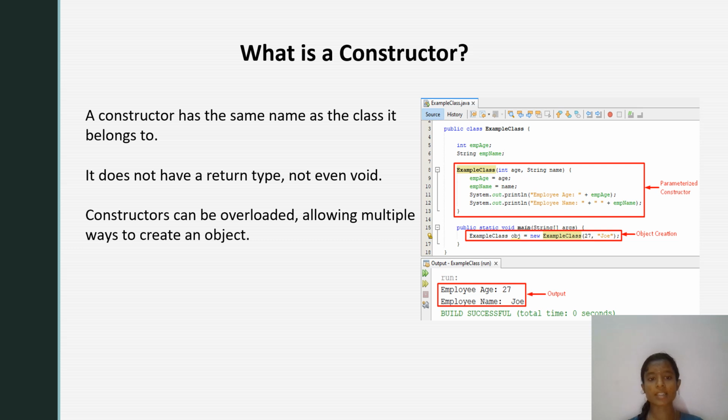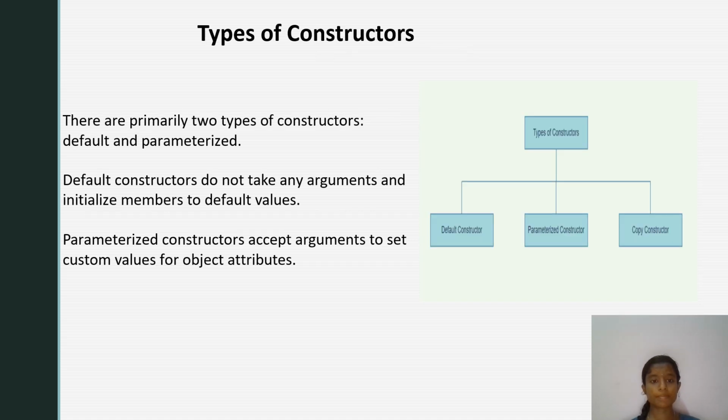What is a constructor? A constructor has the same name as the class it belongs to. It does not have a return type, not even void. Constructors can be overloaded, allowing multiple ways to create an object.